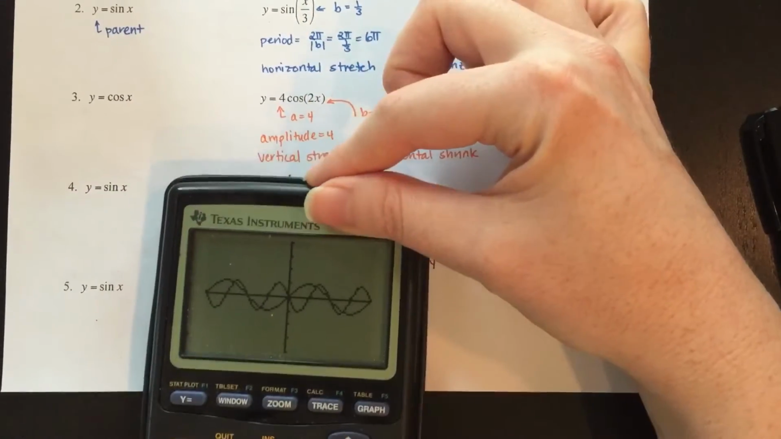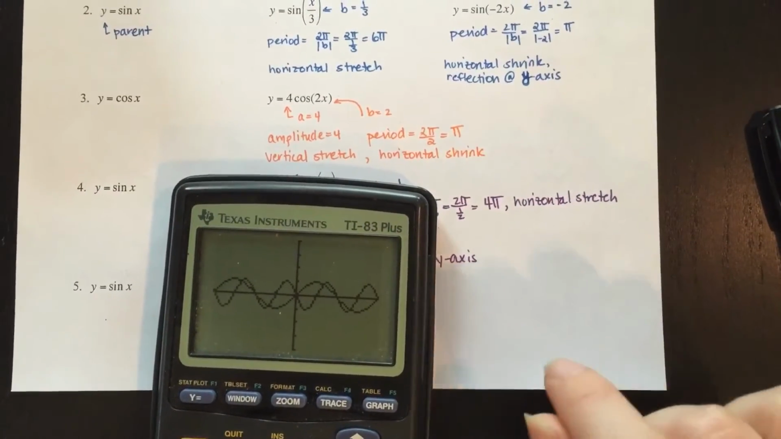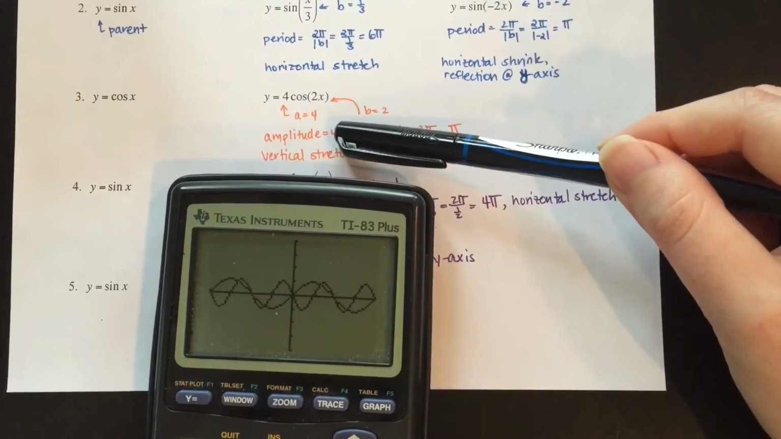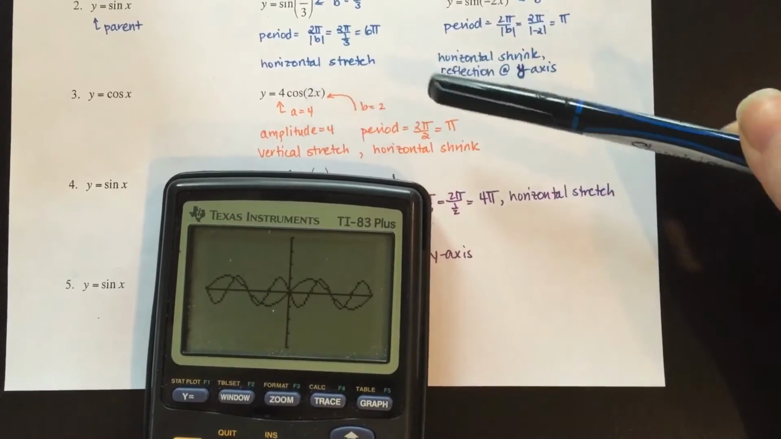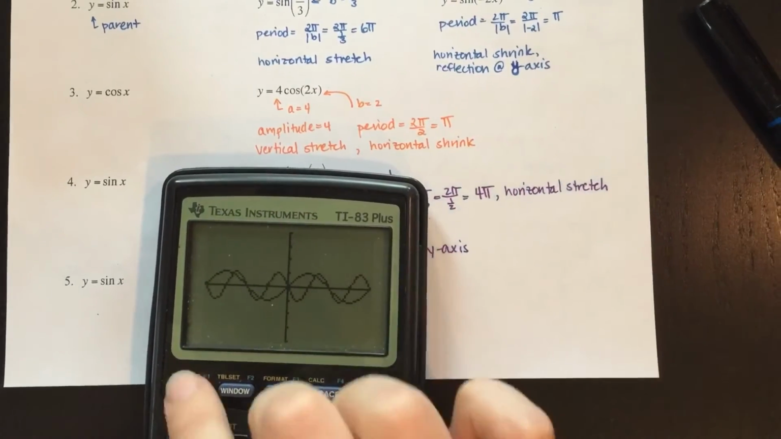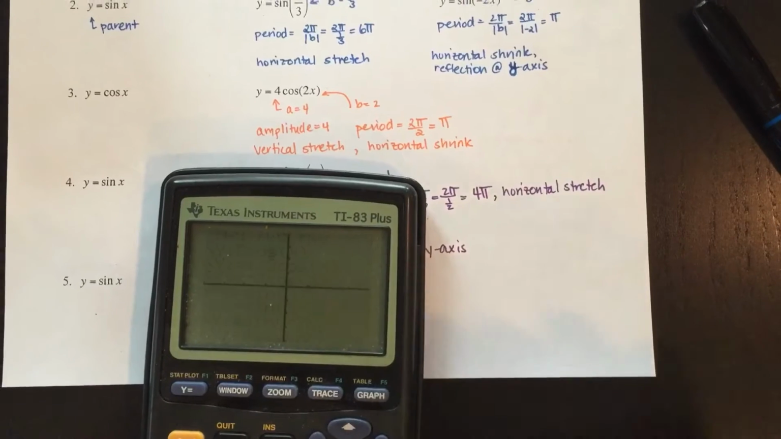So let's go back now and see what happens if we do more than one thing at a time. So we'll look at our parent cosine, but here we're going to expect a couple things to change. The amplitude is going to be 4, which will give us a stretch, and also the period's going to be pi, which will give us a horizontal shrink. So we're going to look at cosine just to remind ourselves what it looks like.